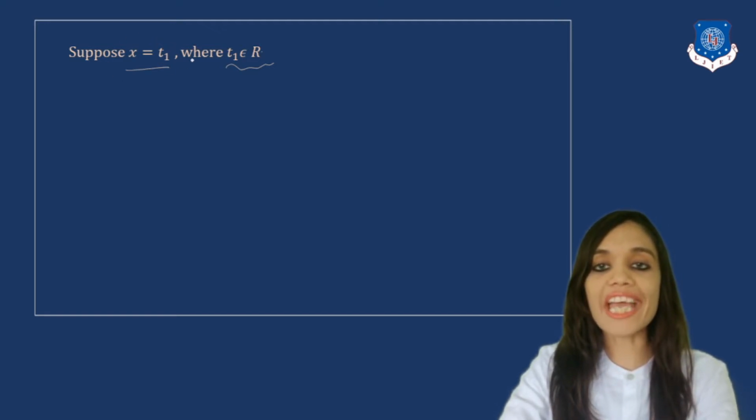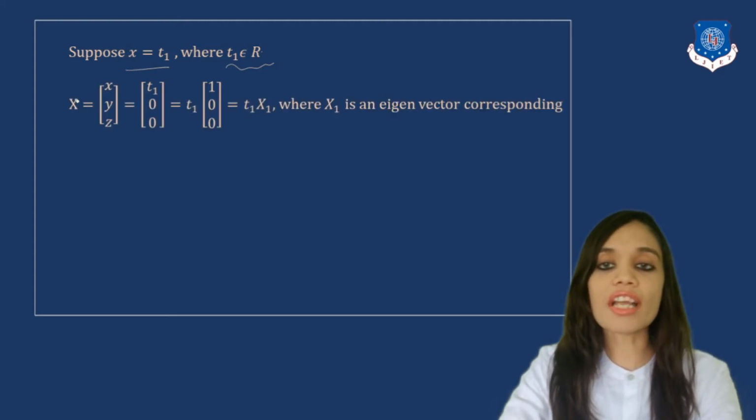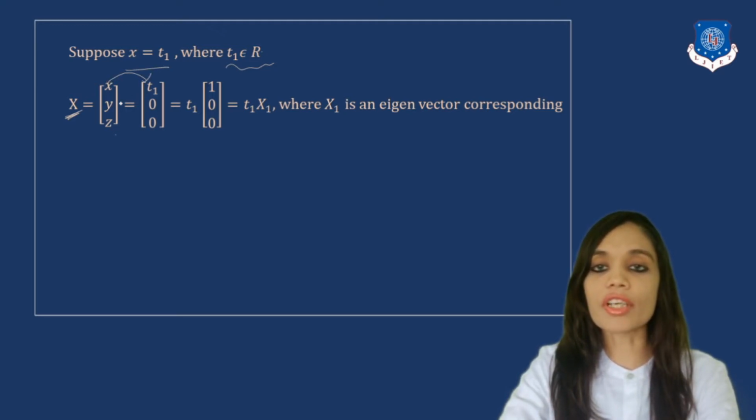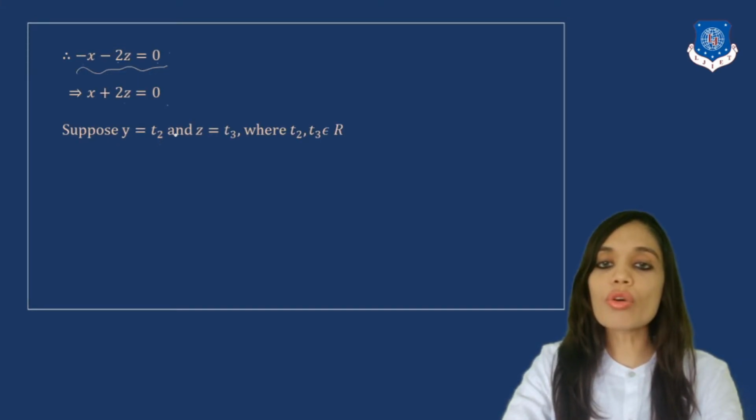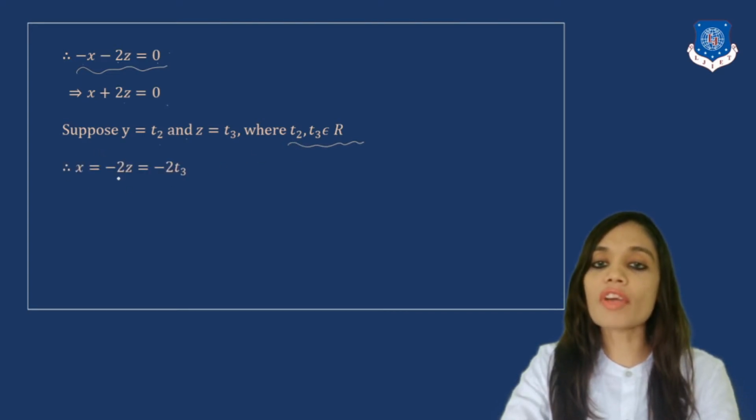So we have supposed x as T1. Now let us write our eigenvector capital X, which is equal to x, y, z. Now put the value of x, that is T1, y and z are 0. Now take out T1 common, so you will get 1, 0, 0. So now let us suppose y as T2 and z as T3, right? Where our T2 and T3 belong to R. Okay, so your final answer of x will be equal to minus 2z, which will be equal to minus 2t3.